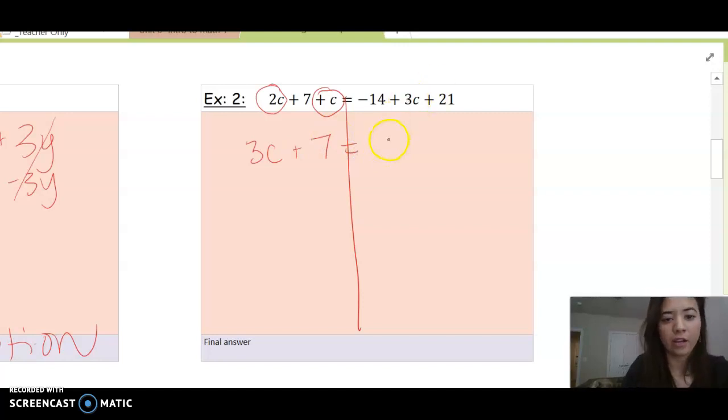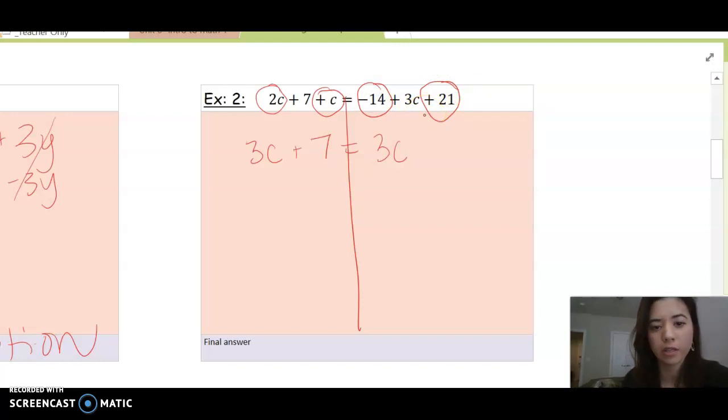Okay, and then I have a 3c, and then I have a negative 14 and a positive 21, so I can combine both of those things. 21 minus 14, 10, 9, 8, 7, and 1 minus 1 is 0, so I got plus 7. Okay. Subtract 3c from both sides.